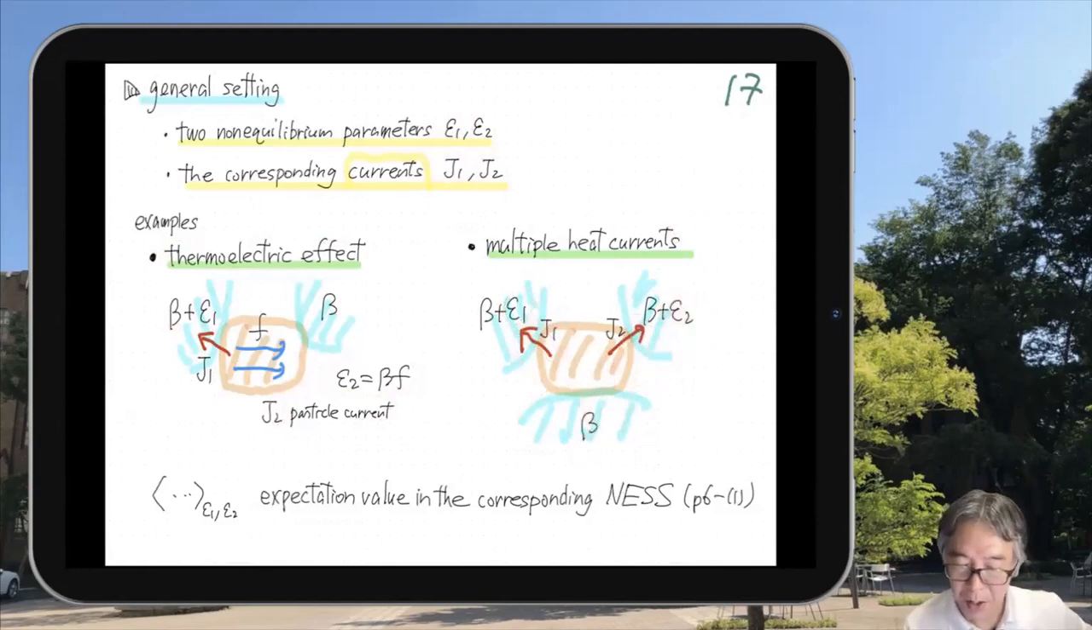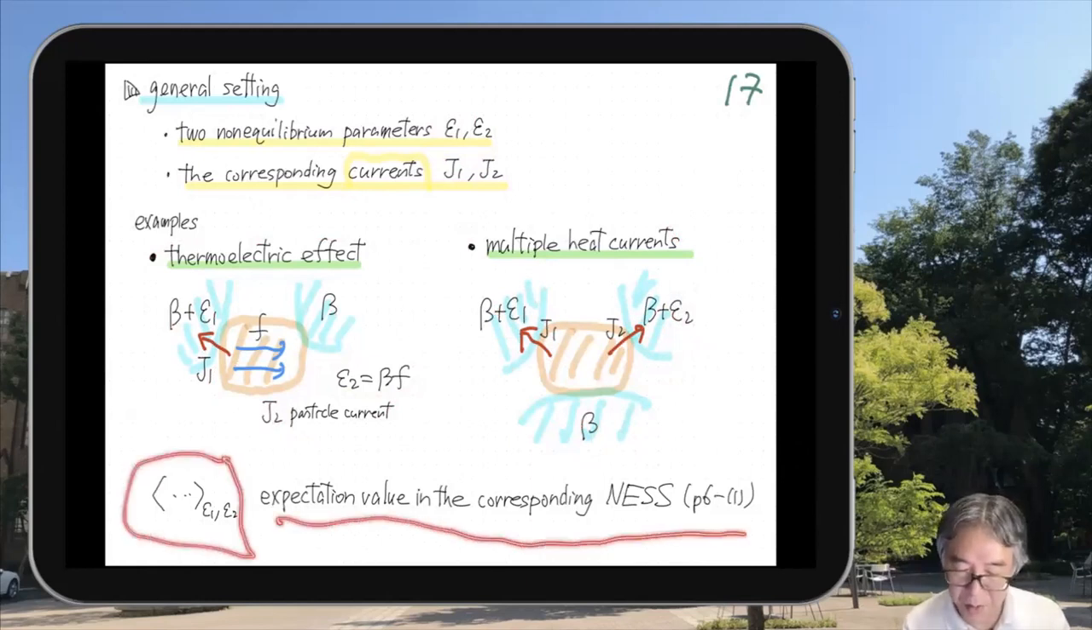And similarly, if this is 0, but this is non-zero, then we have this heat current. But then this may induce this heat current. And in these inductions, there is a beautiful symmetry. That is the reciprocal relations. And here is just a notation. By this, we denote the expectation value in the corresponding non-equilibrium steady state.